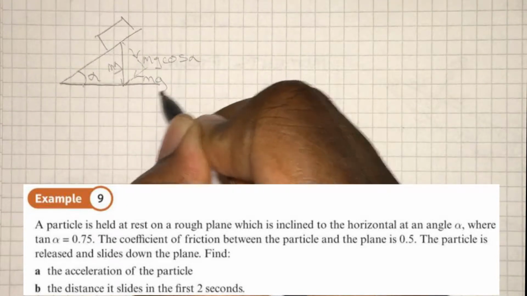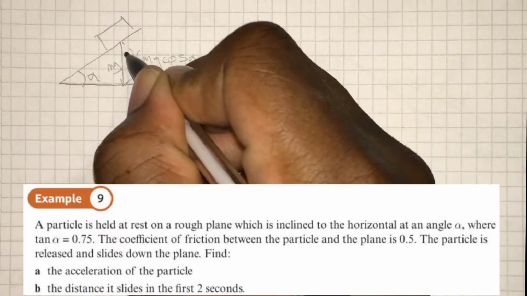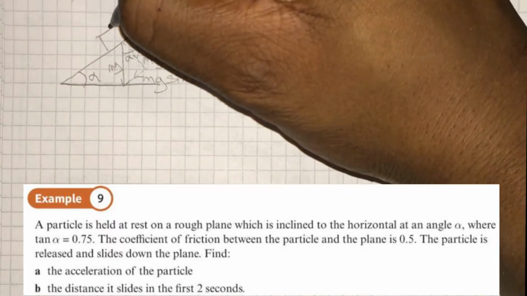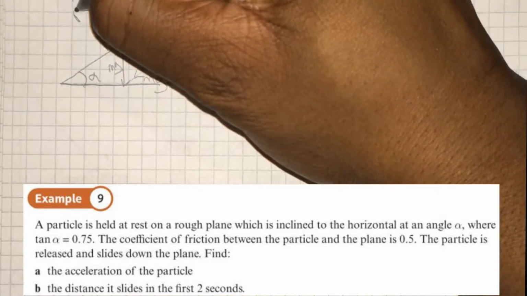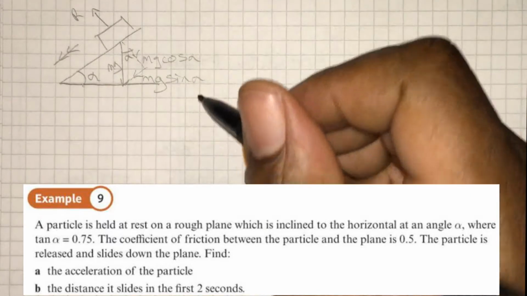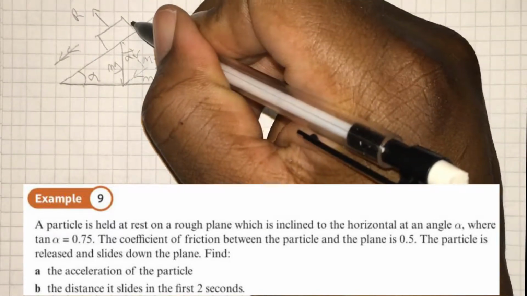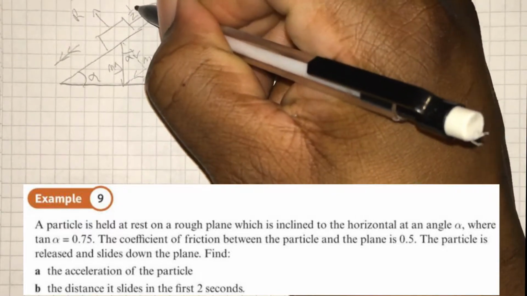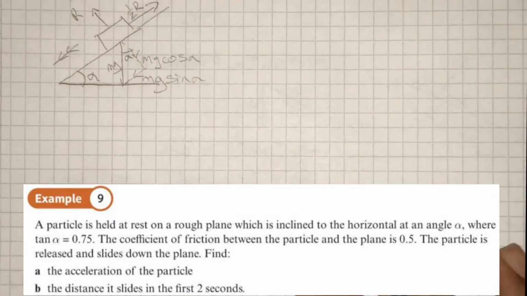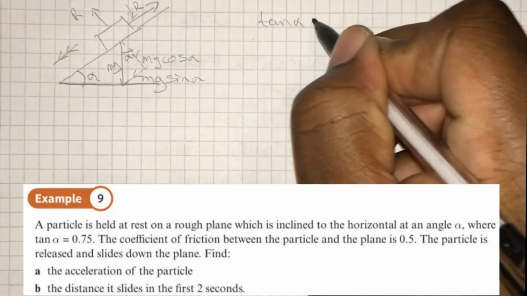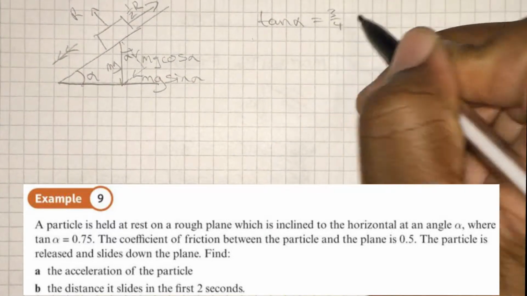mg cosine alpha, mg sine alpha. We have a reaction force. I'll just add the positive direction of movement. Friction's operating in this direction, and we know the coefficient of friction was 0.5 or a half. Okay, so we seem to have all of our forces represented.